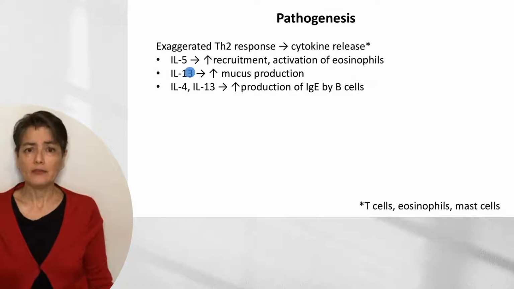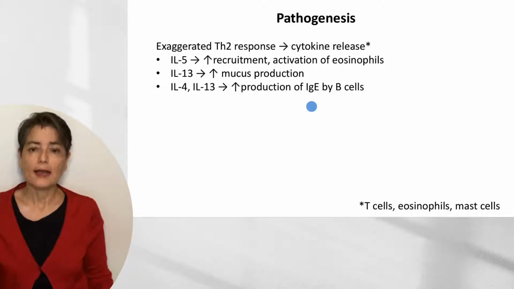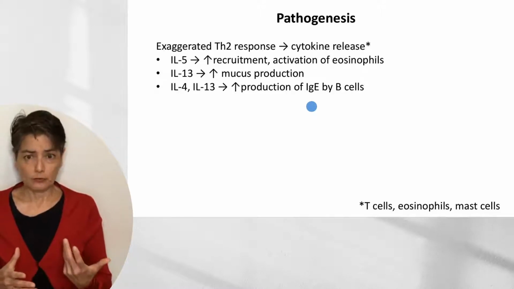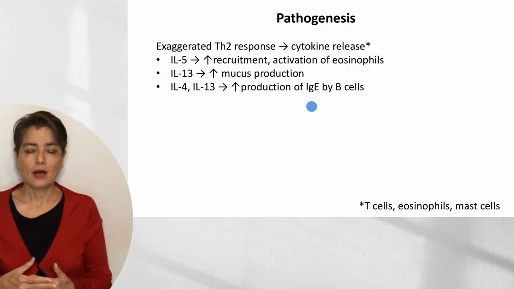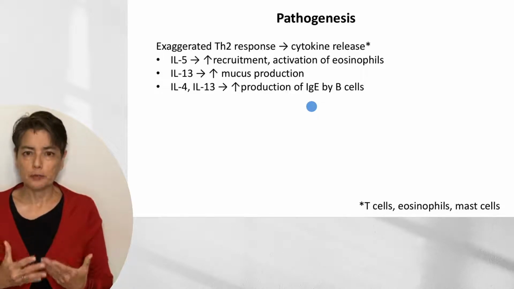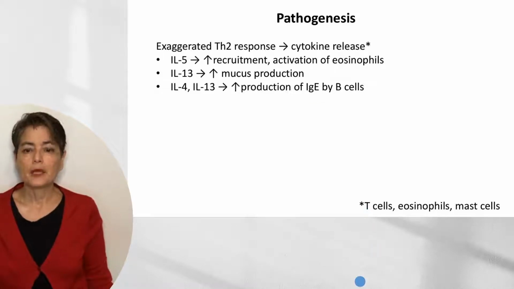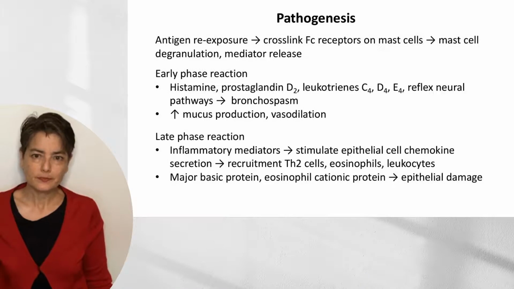So we have IL-5, which is going to increase recruitment and activation of eosinophils. Eosinophils can then go on to release these other mediators. So you have this feedback. IL-13 is going to result in increased mucus production, and IL-4 and IL-13 are going to increase production of IgE by B cells. As you recall, B cells can release different types of antibodies, and this is going to push them towards IgE. IgE, of course, being important in mast cell degranulation.